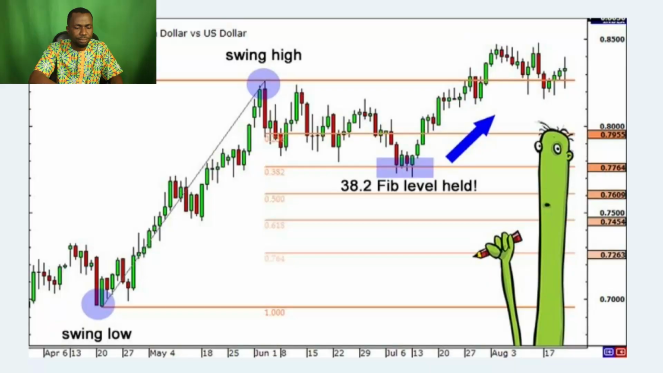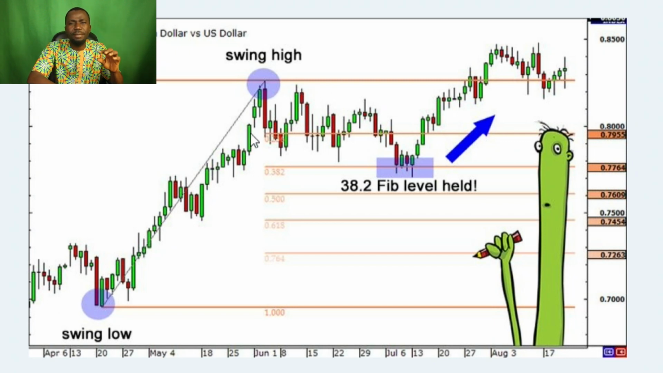So right now I'm going to show you an example of how the Fibonacci retracement tool looks. Now this is how the Fibonacci retracement looks. This is a trending market. This is currently an uptrend. The market is in an uptrend.